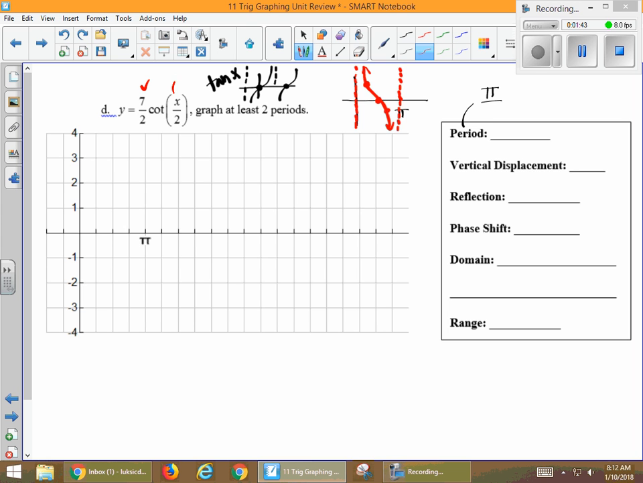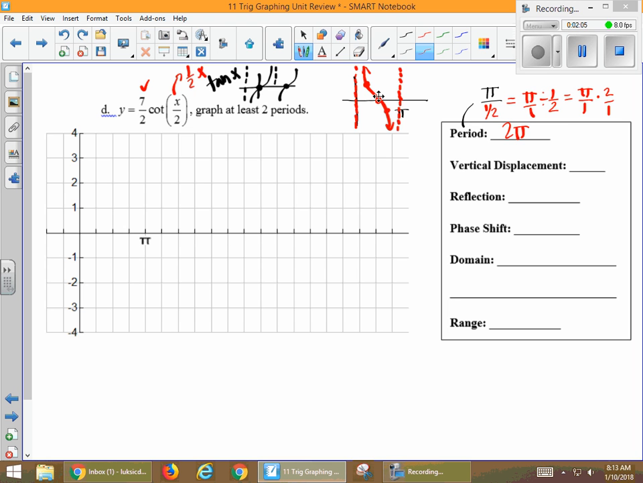And again, just like the tangent problem, we could write that as a 1/2 x. So a 1/2 is what we're dividing pi by to figure out the period of our function. So if you want to flip the second and multiply, that's great. Pi over 1 times 2 over 1. So the period of our function is 2 pi.